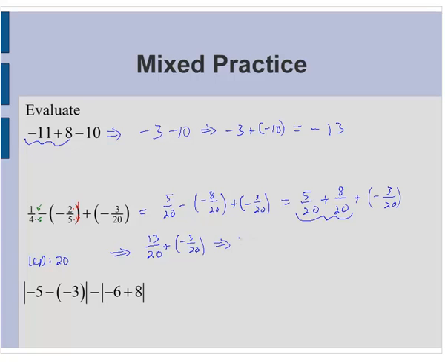Well, that's the same as 13 plus negative 3 over 20. 13 is larger than negative 3, so we keep the sign of the larger, positive. Subtracting the values, 13 minus 3 is 10. So we have 10 over 20, which simplifies to 1/2.